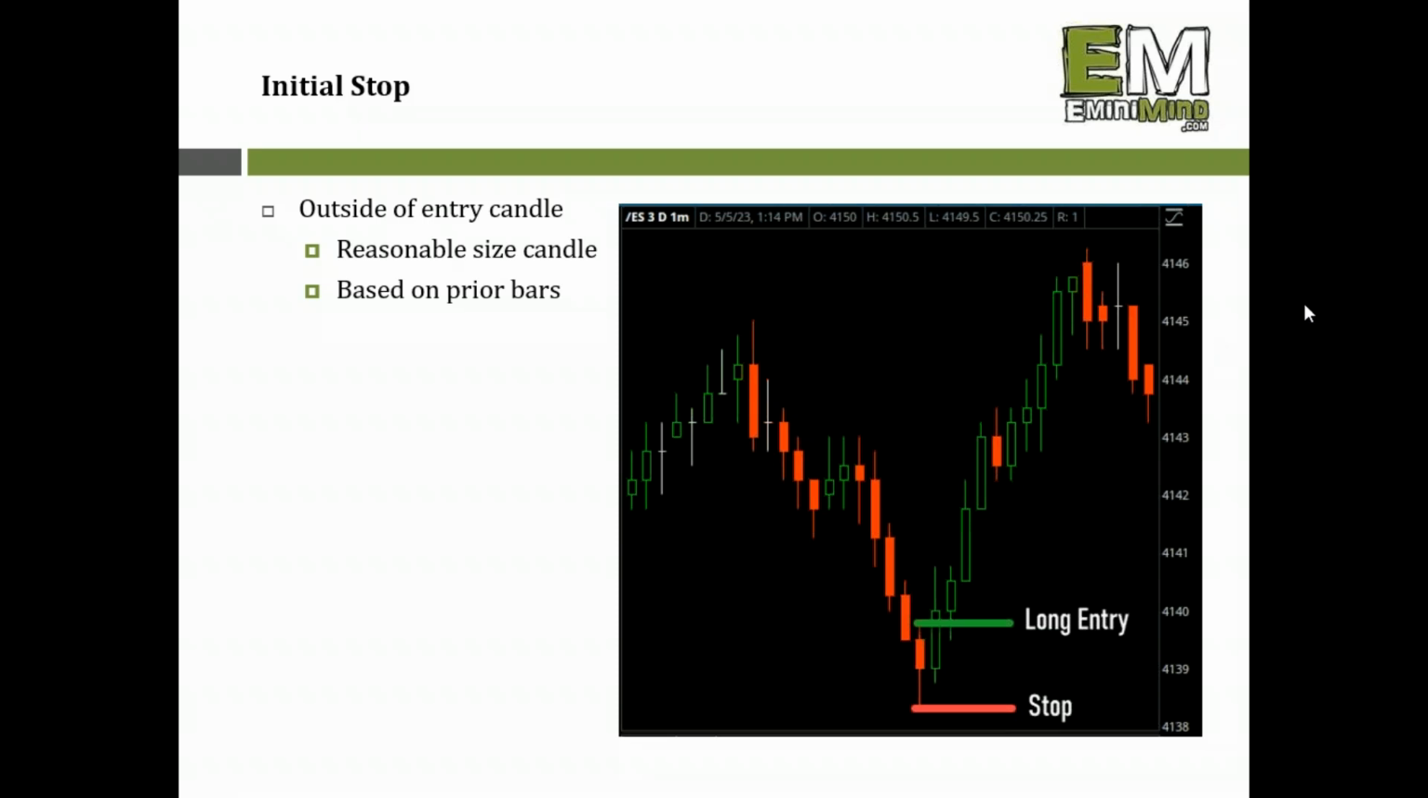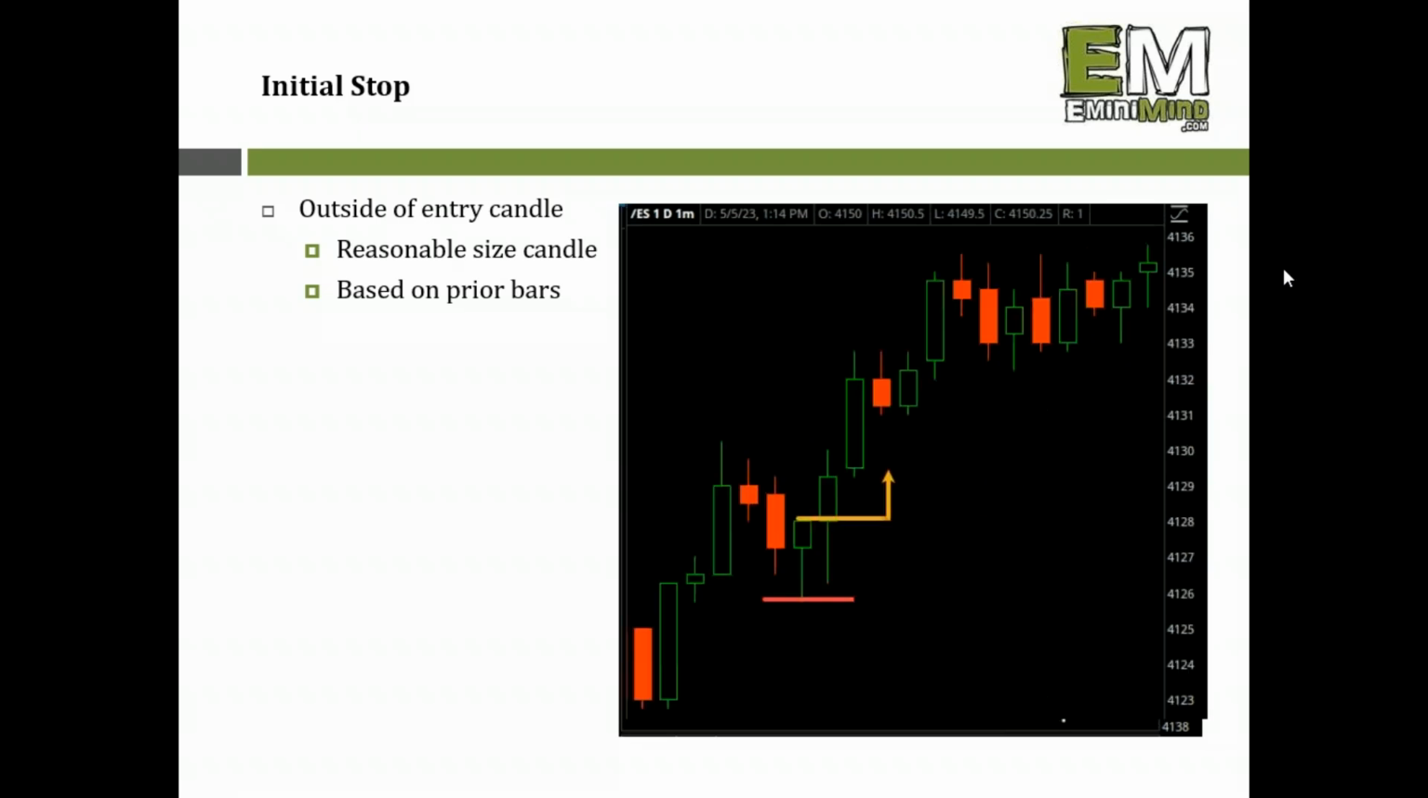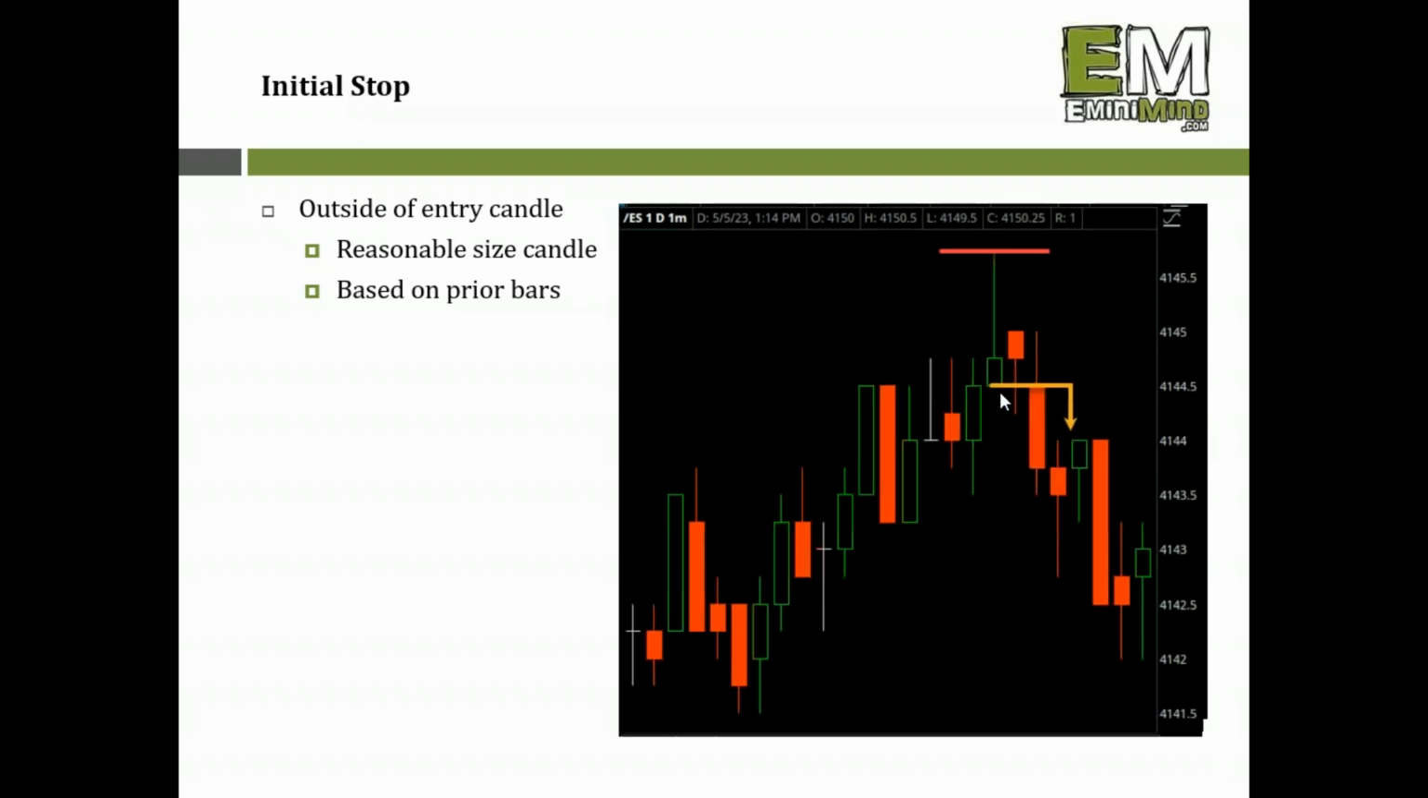So let's move on. We talked about the entry, talked about the initial stop, and now let's talk about trailing our stop. We want to be looking for an uptrend, a hammer in an uptrend, and you're looking to get long one tick above the high of that hammer with your initial stop one tick below the low. You flip that around for a short. You want to be looking at a downtrend and looking for the market to break below that candle by a tick with your stop one tick above.